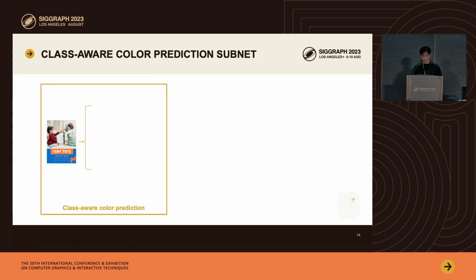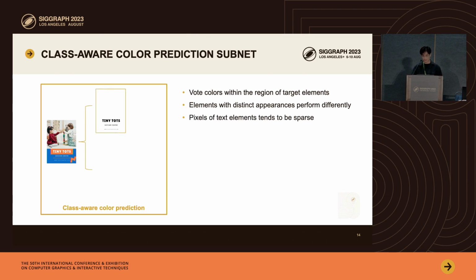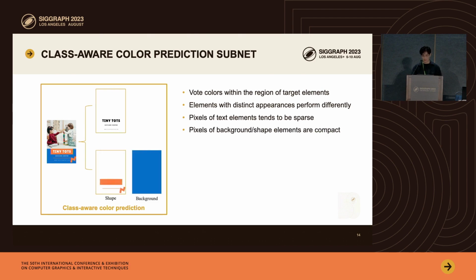And as for color prediction, we design an approach to obtain best colors first by voting the colors within the regions of the target elements. Before conducting the voting, we observe that elements with distinct appearances can perform very differently. For example, pixels of text-based elements such as titles and subtitles tend to be distributed in a sparse way, and pixels of field color-based elements such as background or shape are distributed in a compact way.